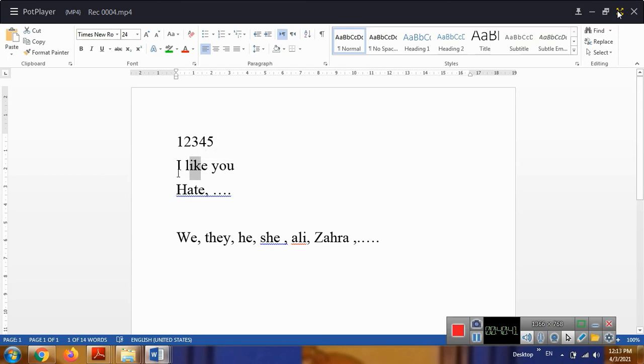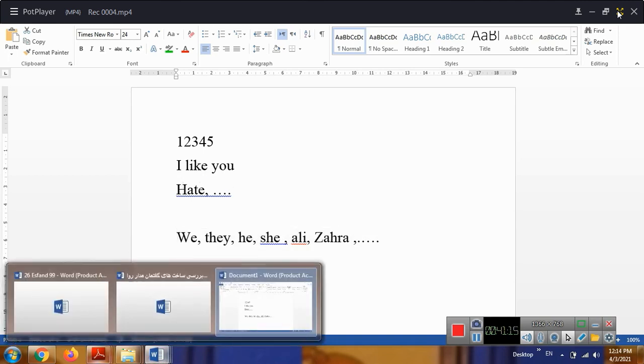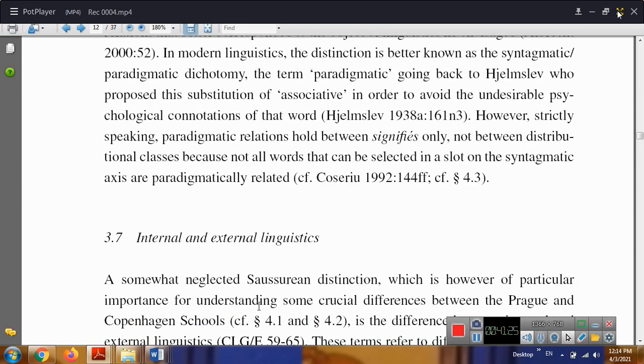For example, the relation between like and hate and other verbs that can come here instead of like, and the relation between I and other pronouns or proper nouns which can come in the position of subject, or the relation which exists between you and other pronouns which can come instead of you, is the paradigmatic or associative relation. We told you that these words exist in our memory, and we know that they are different from the other words which come here.